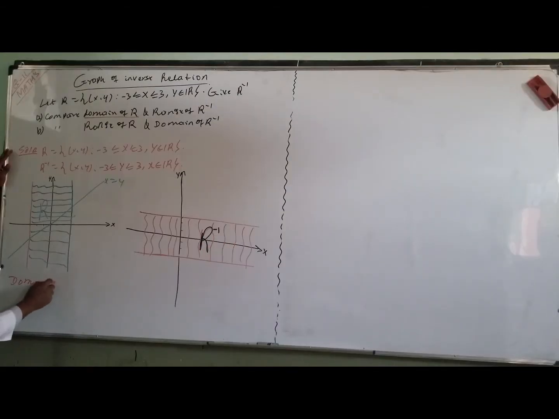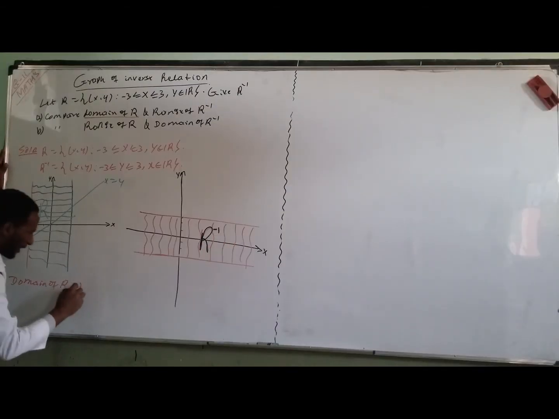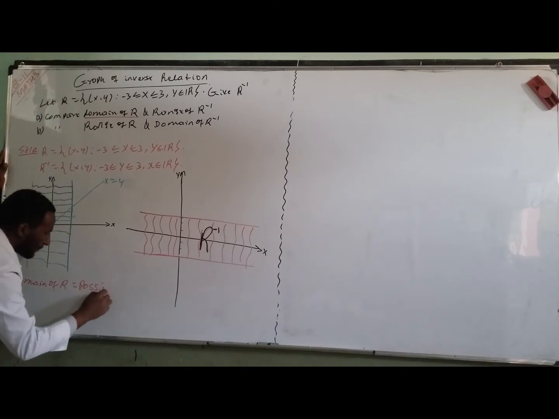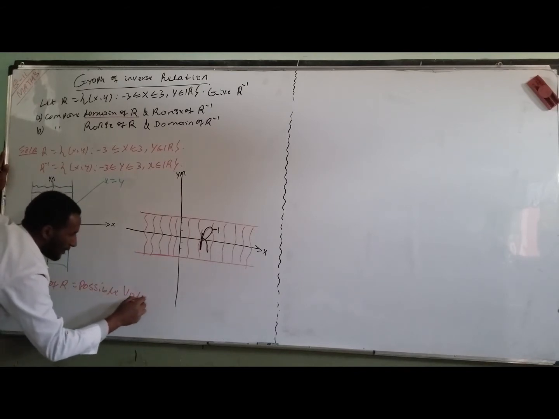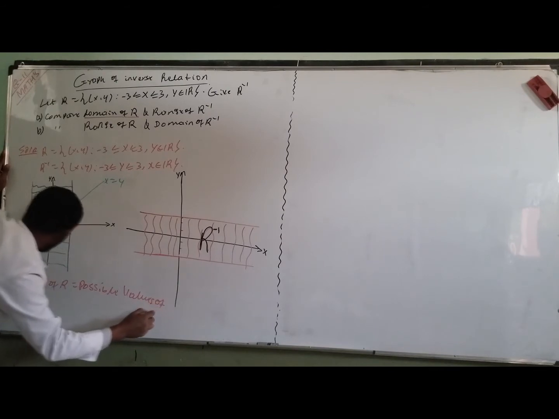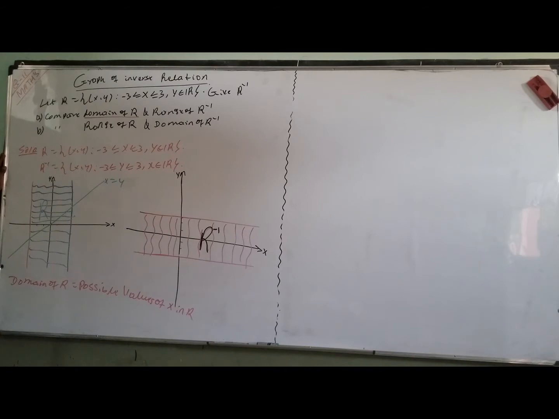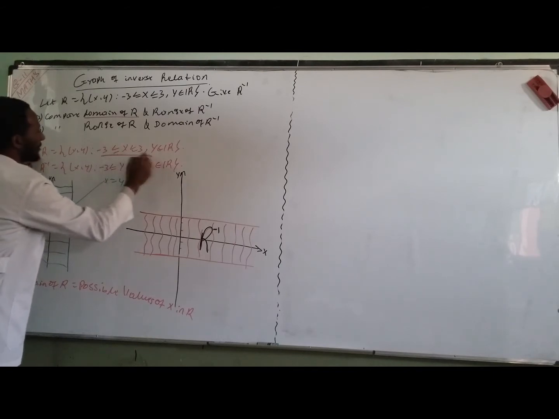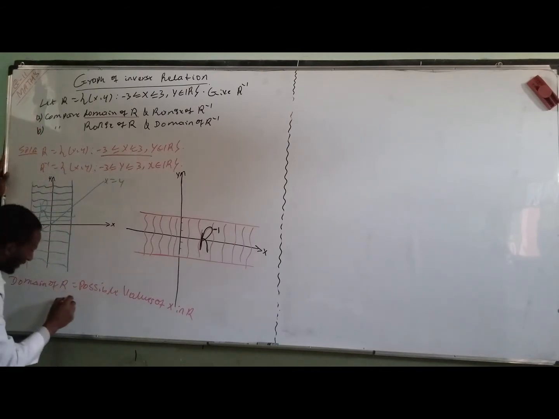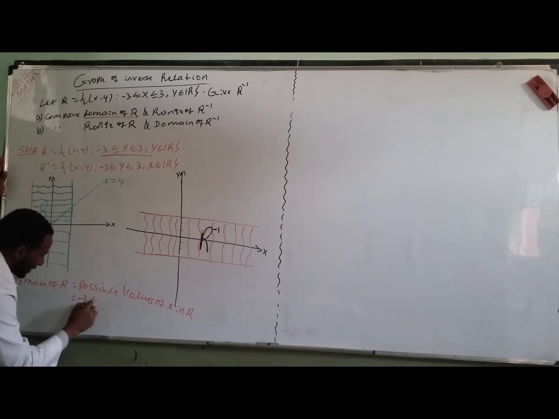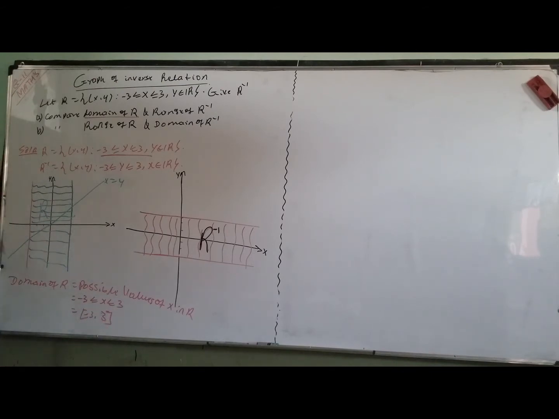Domain of R means the possible values of X in R. Possible values of X in R means our relation R is given here. The possible value of X is between -3 and 3, that is, -3 less than or equal to X less than or equal to 3. This is the domain of R.